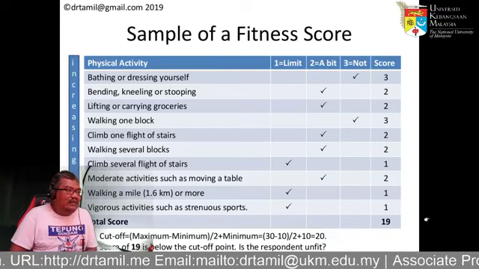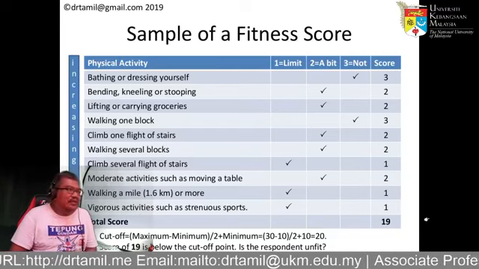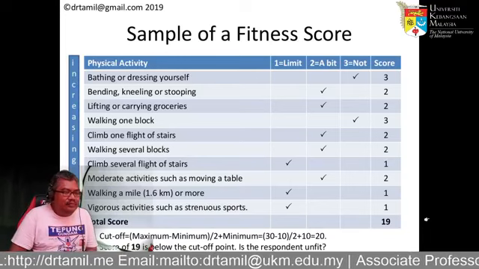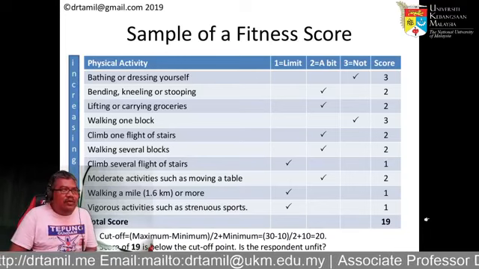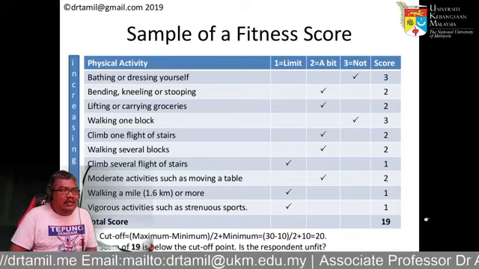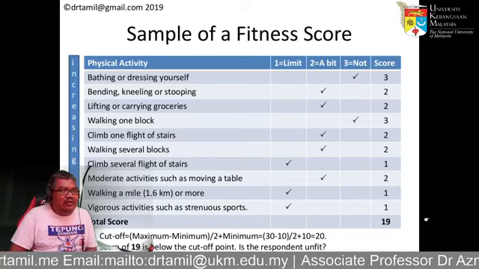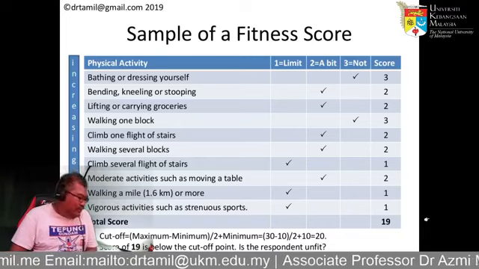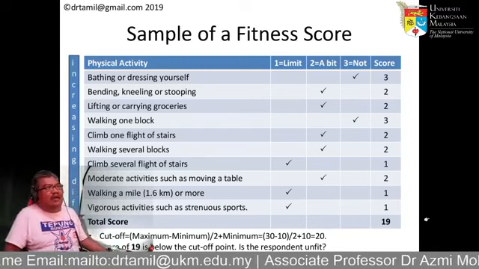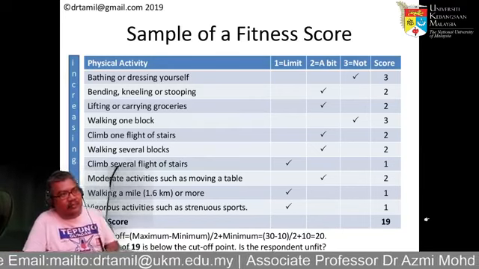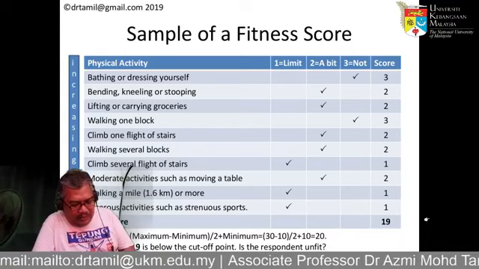So this is 19. So is this good or is it bad? You're not sure. Okay, but you know 2 is the neutral score. So 2 is the neutral score, somewhere in between, in the middle.